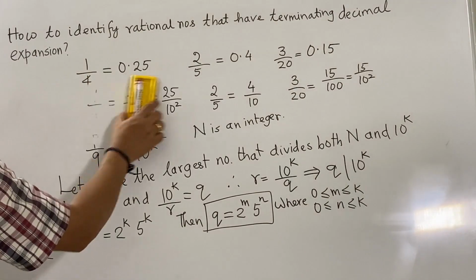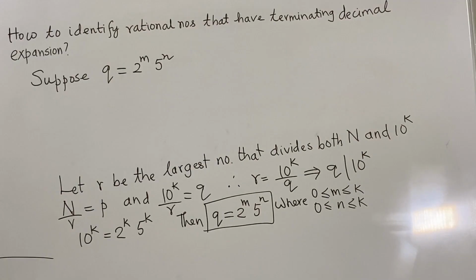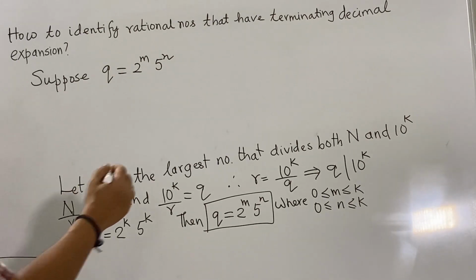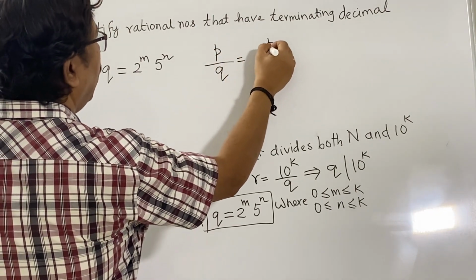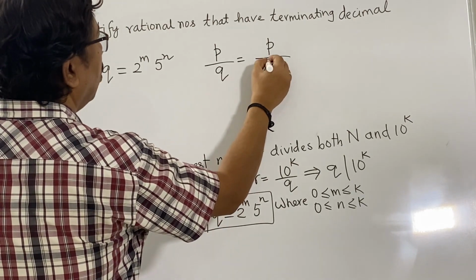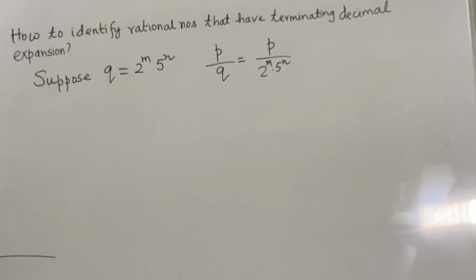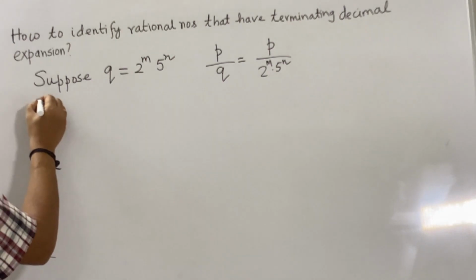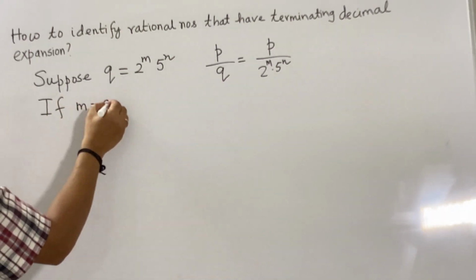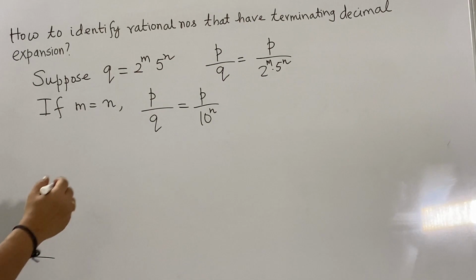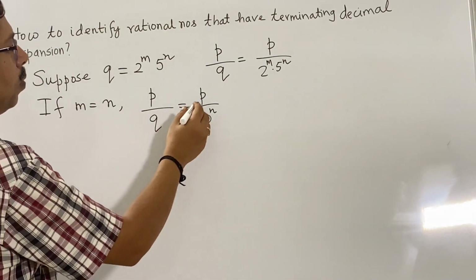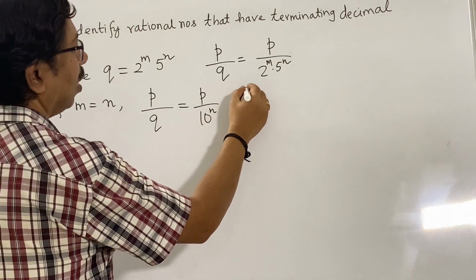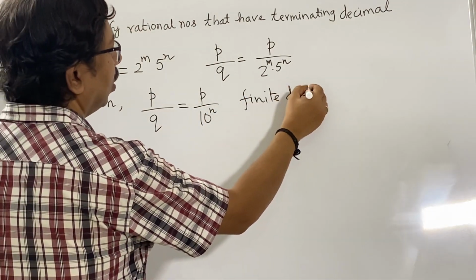Now, let us see if the converse is true. Now, suppose q is equal to 2 to the power m into 5 to the power n, and we are looking at p by q, which is p divided by 2 to the power m into 5 to the power n. So, let us look at three cases. So, if m is equal to n, then we have p by q is equal to p by 10 to the power n, and since p is an integer, this has a finite decimal expansion.